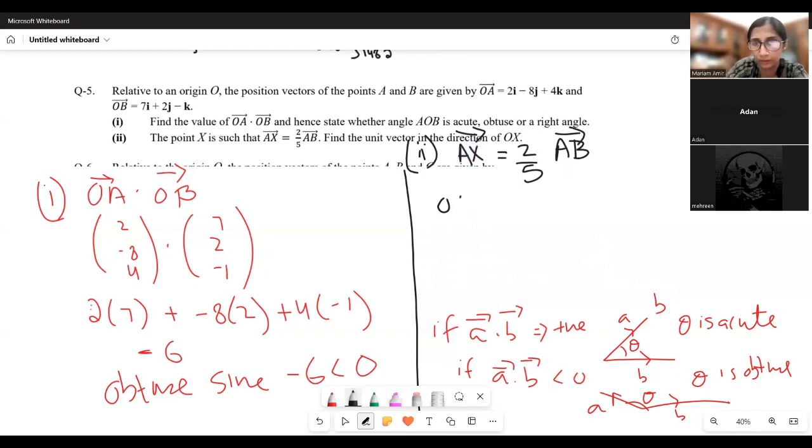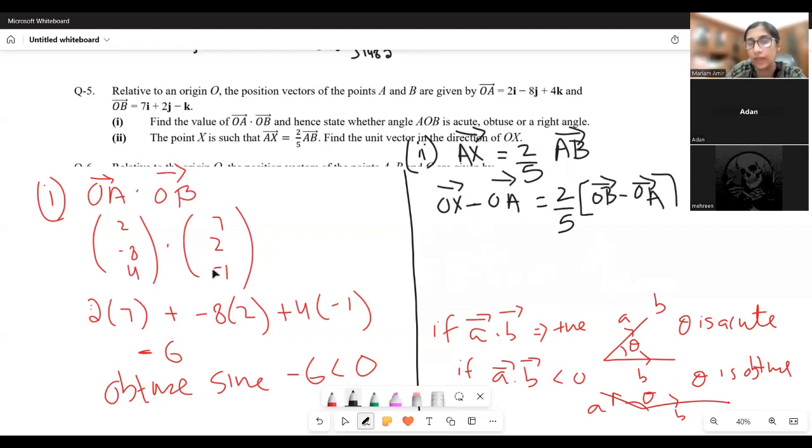So that is OX minus OA equals 2/5 of AB. हमें नहीं पता तो हम AB की जगह लिख लेते हैं OB minus OA, क्योंकि in the question we have OA, we have OB, so now we can find OX. So OX is going to be 2/5 of OB, and then it's going to be minus 2 by 5 plus 1, which is 3 by 5, plus 3 by 5 OA.